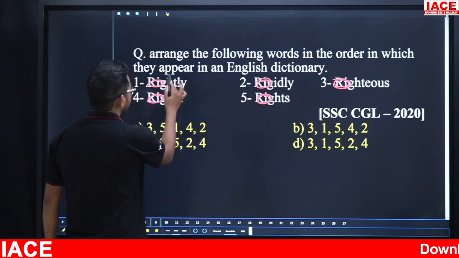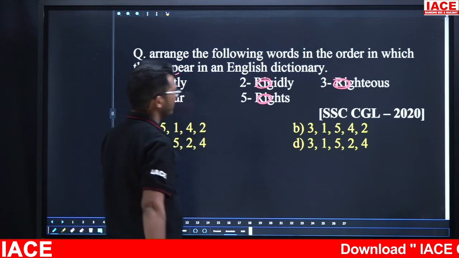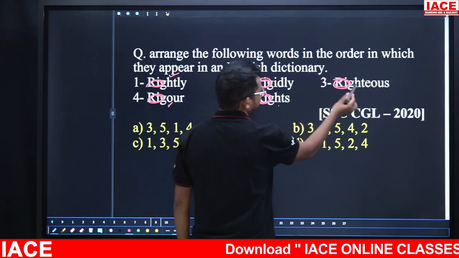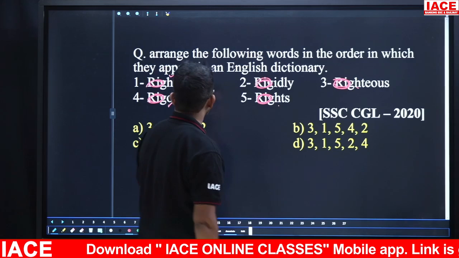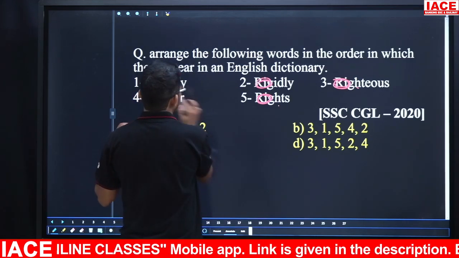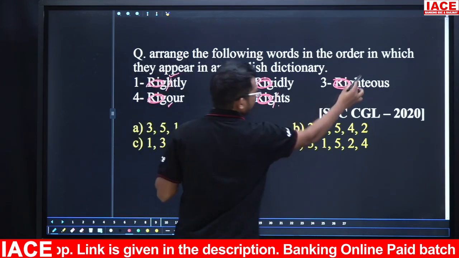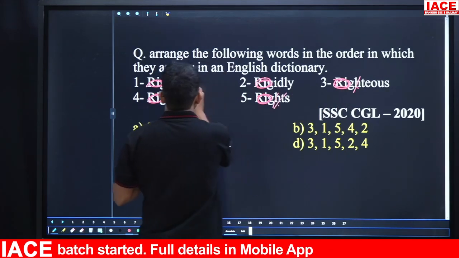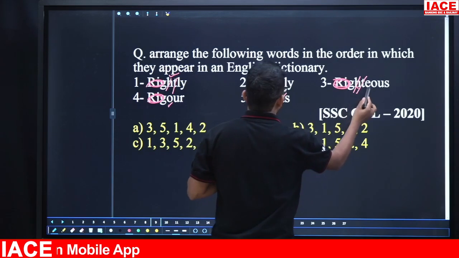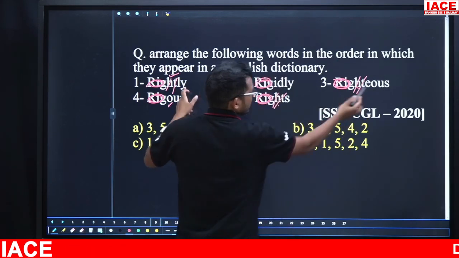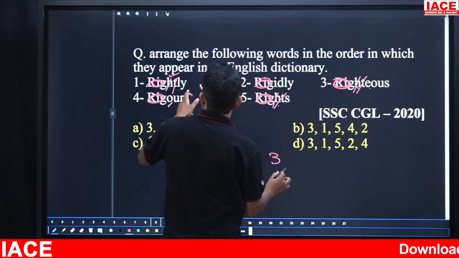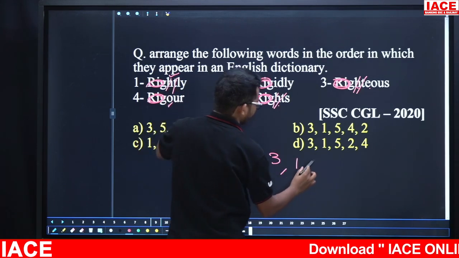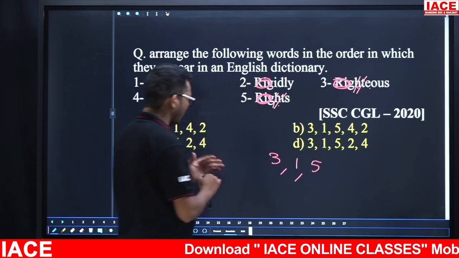Go for the next letter. Here we have H, here O, here H, here I, here H. That means the H words will come first. With H again, here H, here H, and here also H. Next one T, next T, next again T. Next, go for the next one: here E, next S, next L. So first E will come. After E, L will come. Next, 5 will come. That means here 3, 1, 5.